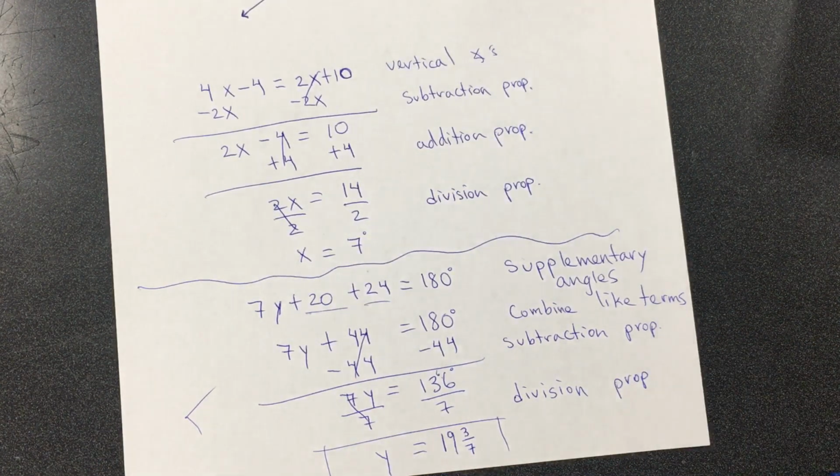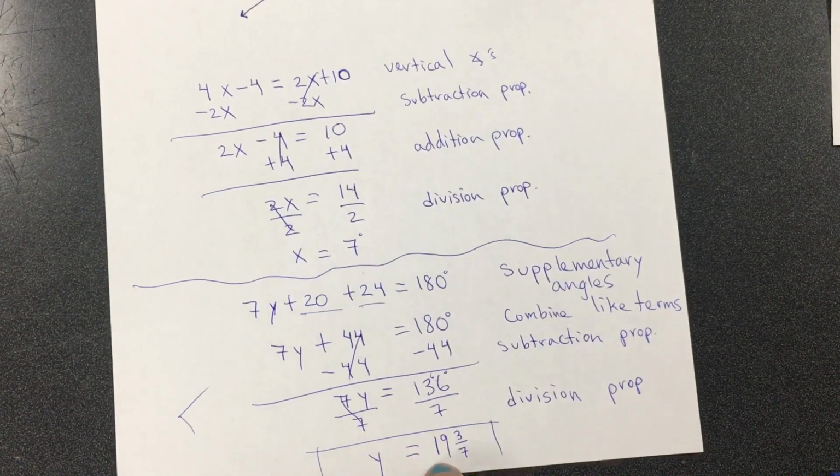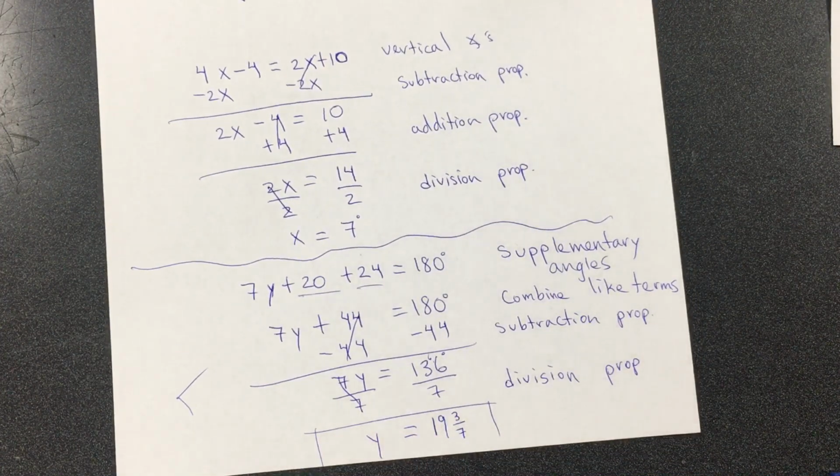Okay, so with that, yes, it is okay to have decimals or fractions for answers. But with that, you can do now 7.4, which is vertical angles, and have fun.